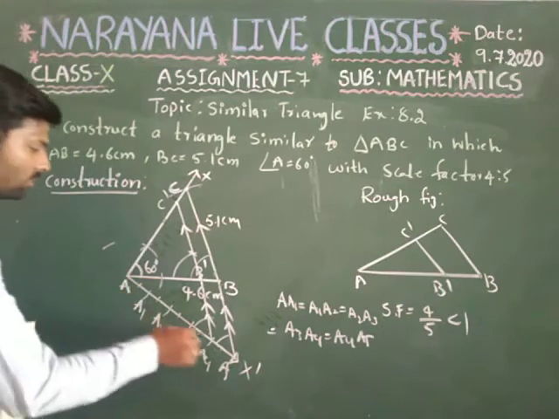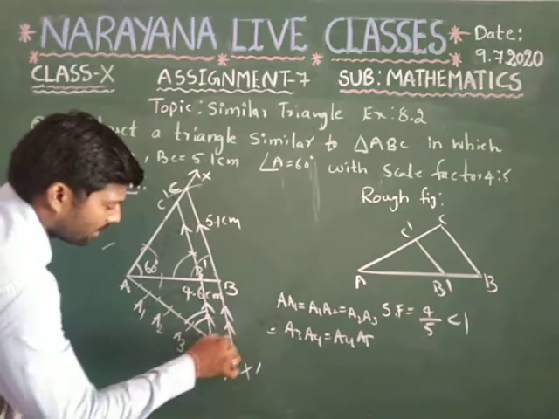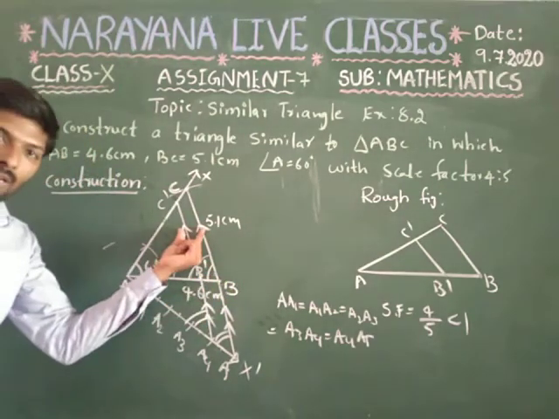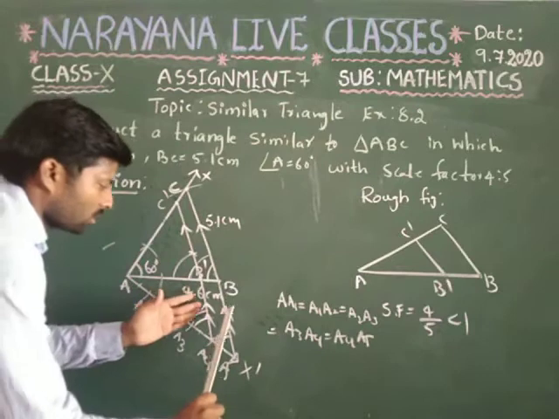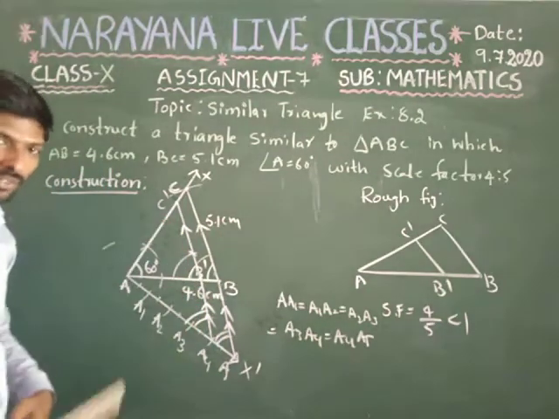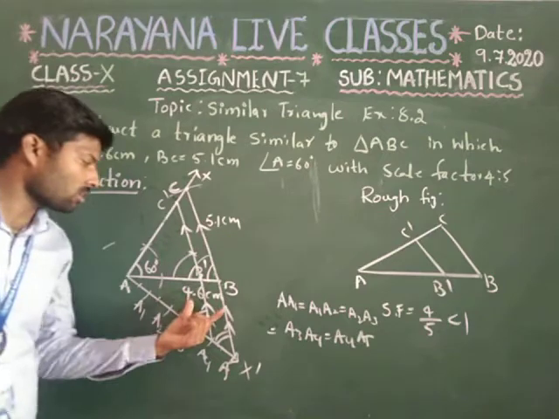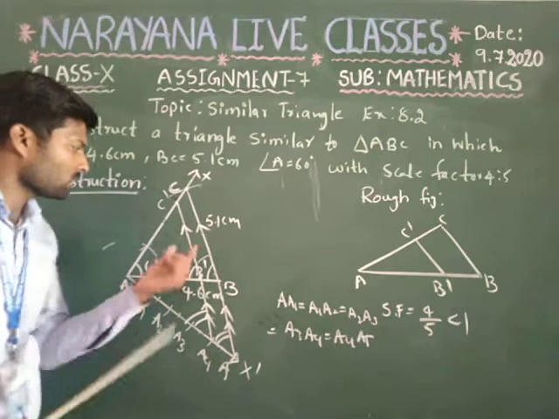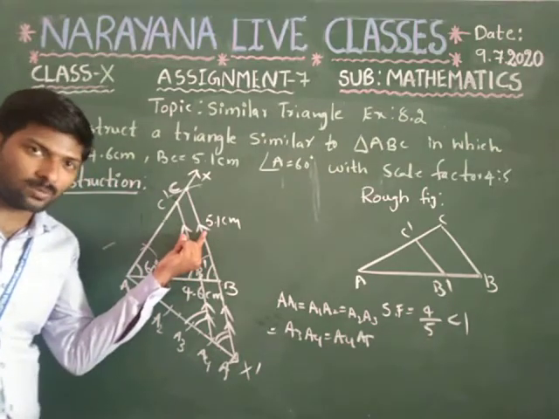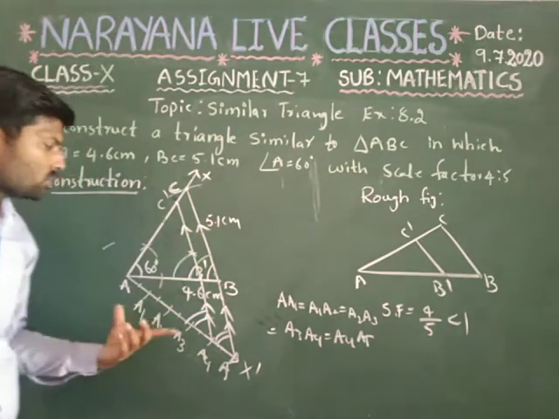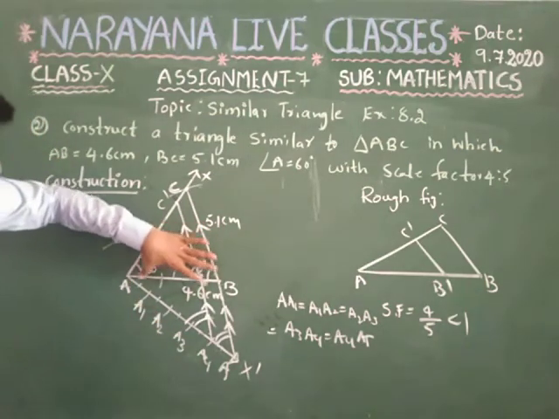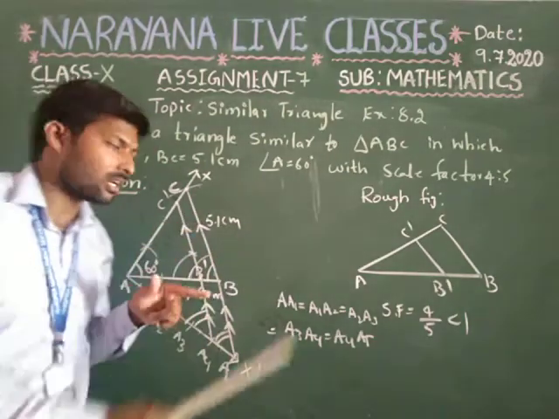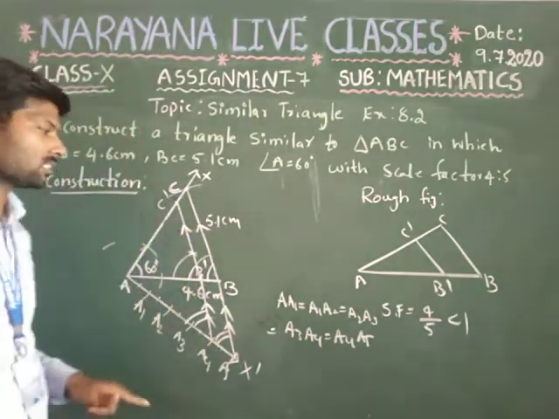So if you take this one, these two are the corresponding angles and these two are the corresponding angles. These two lines are corresponding sides, and the corresponding sides are in the same proportion. If you want to verify whether these two are similar triangles or not, how are you going to verify? Take the ratio of the corresponding sides, which is always equal to the ratio of these two, that is AB dash by AB. If those two are equal, then triangle ABC is similar to triangle AB dash C dash. So likewise we have constructed.